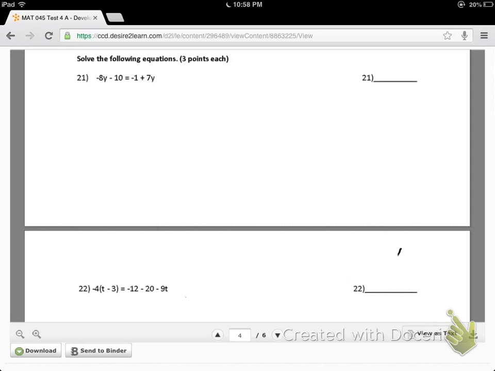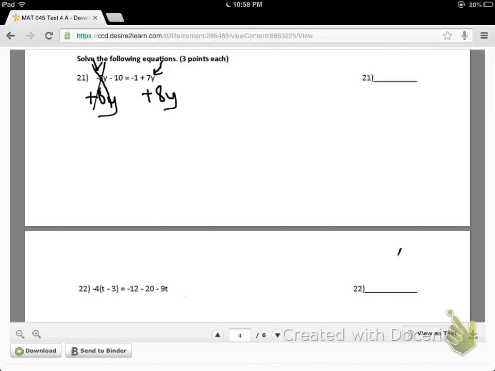21. Where are there more y's? I think there are more y's here. 7 is more than negative 8. So I'm going to keep the y's on the right, which means I don't want the y's on the left. What's the opposite of negative 8y? How do I get rid of it? I do a positive 8y, so positive 8y to both sides.